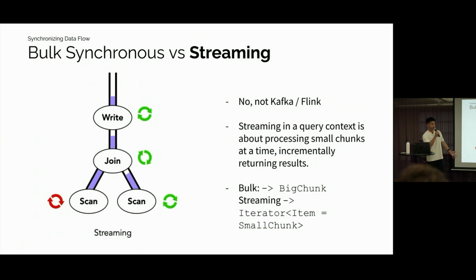In a streaming data flow, no, we're not talking about Kafka or Flink. We're going a bit more low level than that. It's about processing small chunks at a time, incrementally returning results. You can think of it as either returning a big chunk of data at a time or returning an iterator of small chunks.